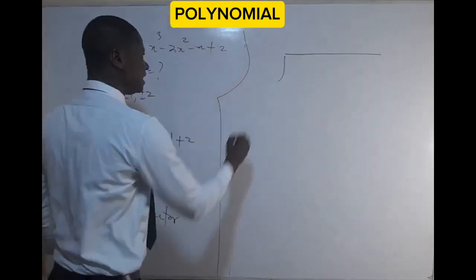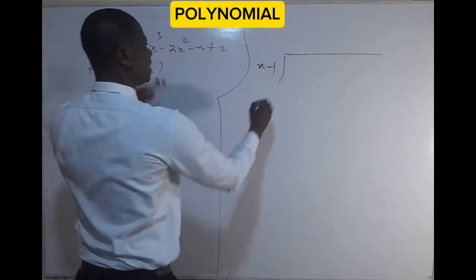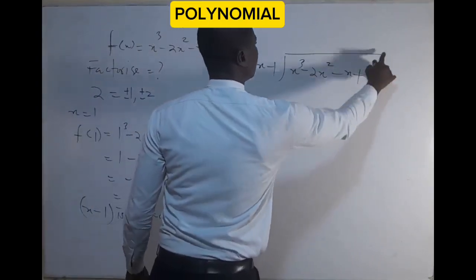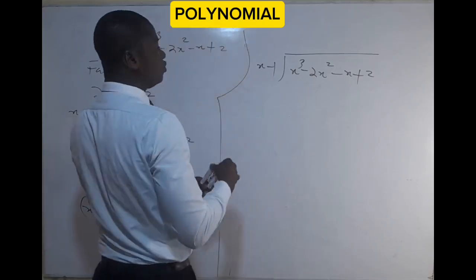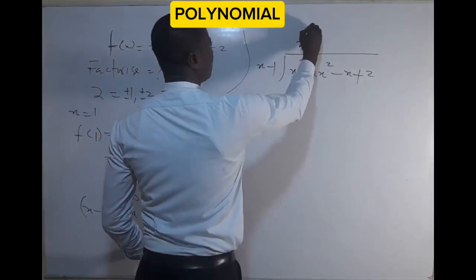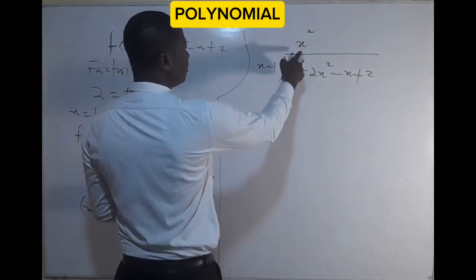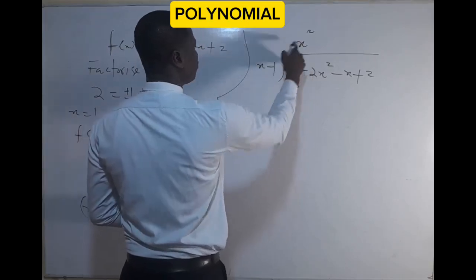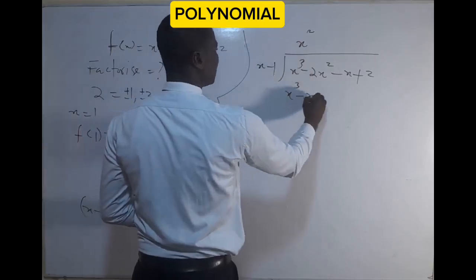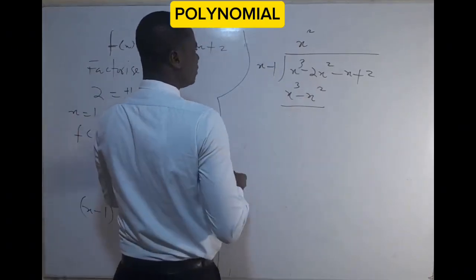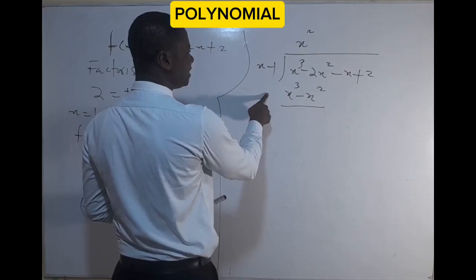The divisor is x minus 1. The main function is x cubed minus 2x squared minus x plus 2. So let's start. This is how we do division of polynomials. x cubed divided by x will give us x squared according to indices. Then you multiply x squared by x, that will give us x cubed. x squared times minus 1 will give us minus x squared. You underline. We are going to subtract this from this, okay? So there is a minus here, but we don't write it. You need to understand that.